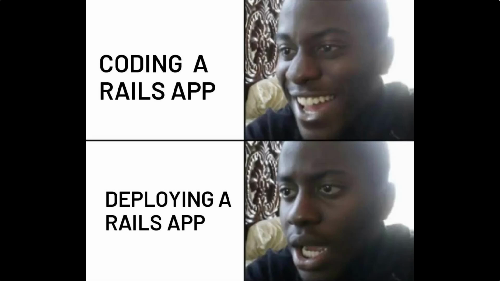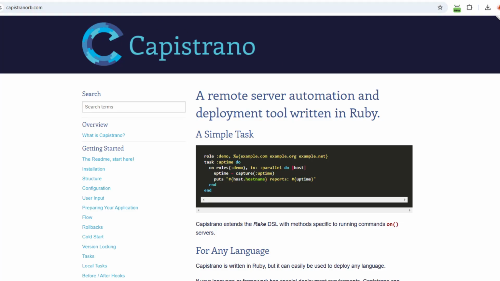Now, while development of your application may be simple, deployment may be a different story. A lot of beginners get tripped up on how to deploy a Rails application because the process can be quite complex. For a very long time, the most popular way of deploying Rails applications has been the use of a tool called Capistrano. But Capistrano isn't really updated for the Docker container era.